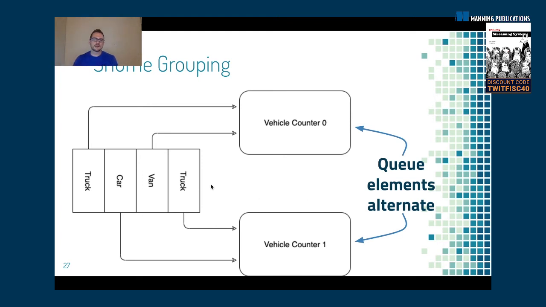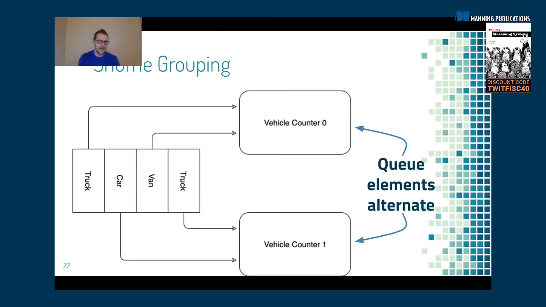And so if you look at what we had was the blue queue, which is now a white queue with cars in it, or vehicles. And you see these boxes here on the right. These are the vehicle counting components. And what shuffle grouping does is it allows for a round-robin distribution of events from an upstream queue to go to the next downstream component.